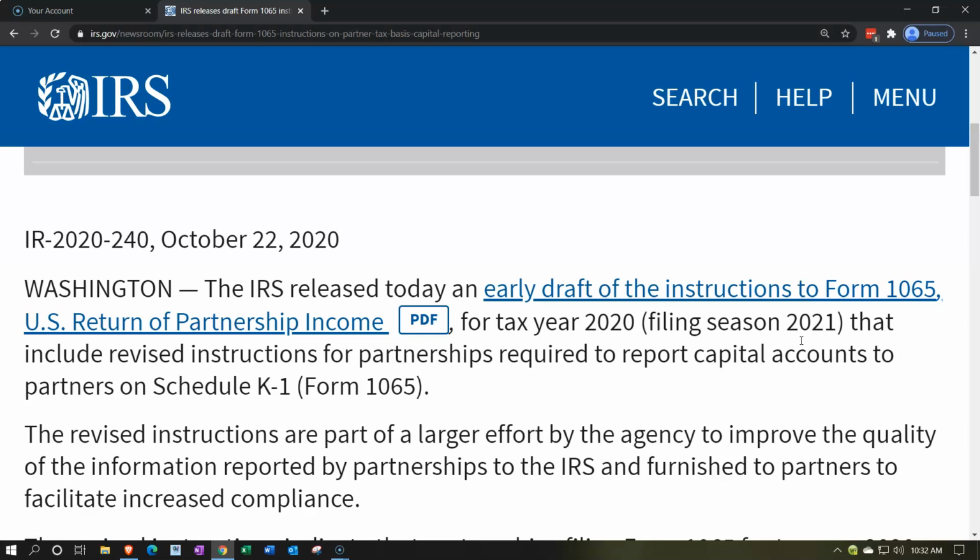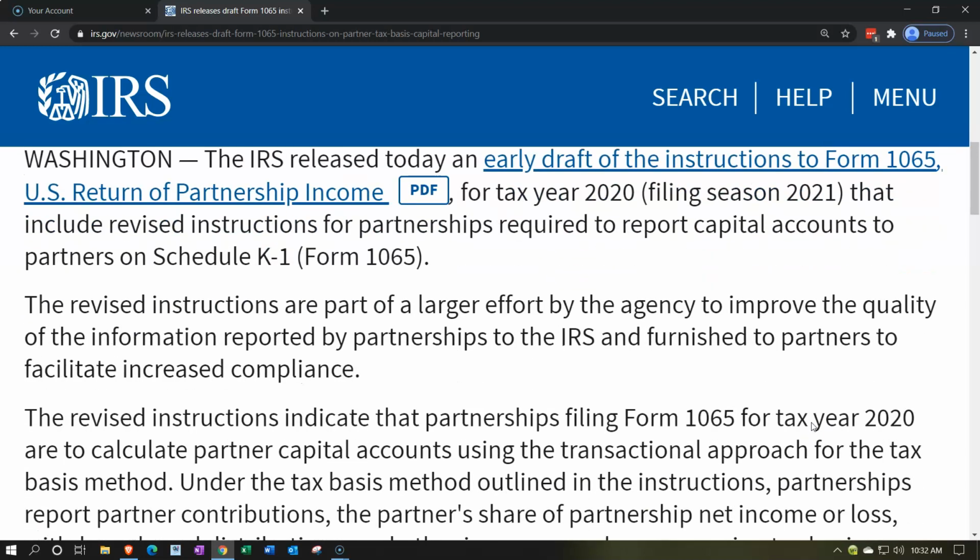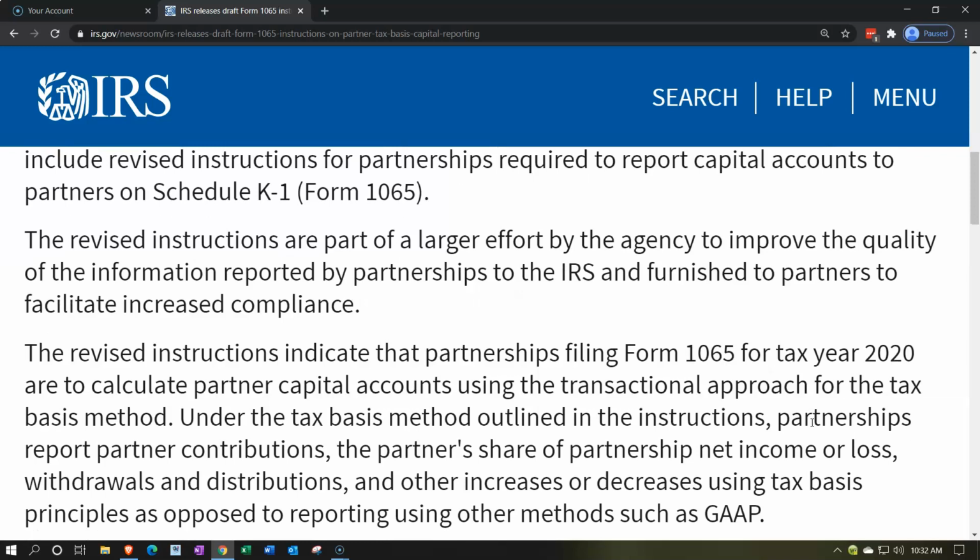Washington, the IRS released today an early draft of the instructions for Form 1065, U.S. Return of Partnership Income. There's a link to that here for tax year 2020, filing season 2021, that include revised instructions for partnerships required to report capital accounts to partners on Schedule K-1, Form 1065. The revised instructions are part of a larger effort by the agency to improve the quality of the information reported by partnerships to the IRS and furnished to partners to facilitate increased compliance.